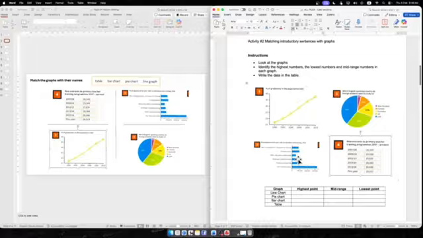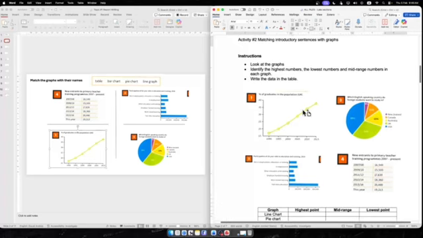Okay, now assuming that you did that, let's take a look together at the charts. Let's begin with the line chart. Let's take a look at the highest point. I'm going to zoom in so it becomes easy for you and me.